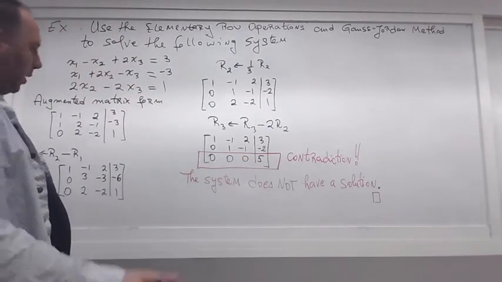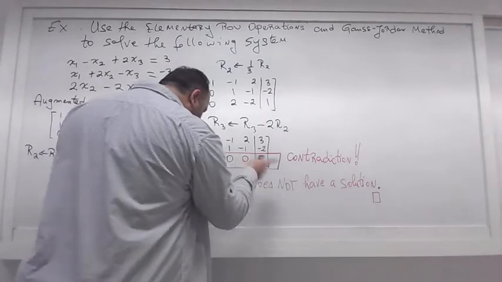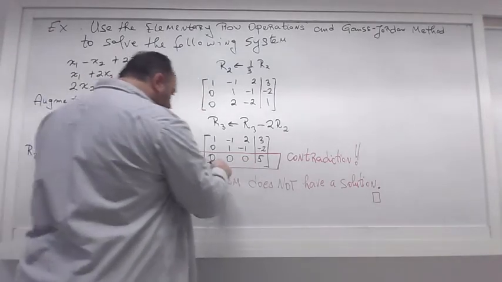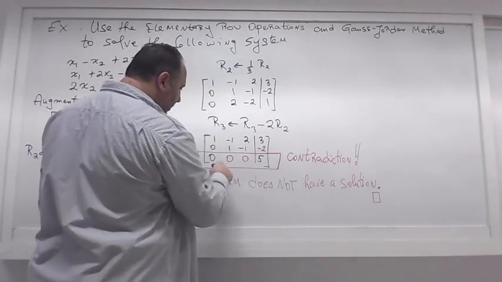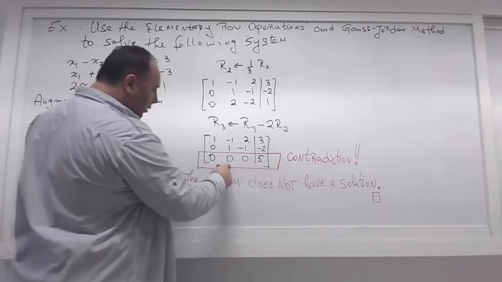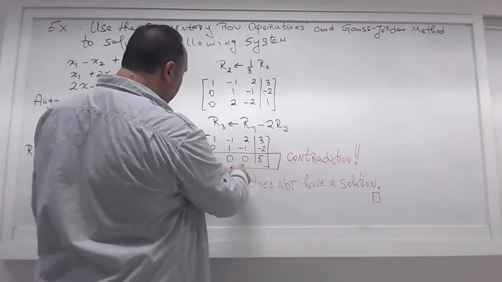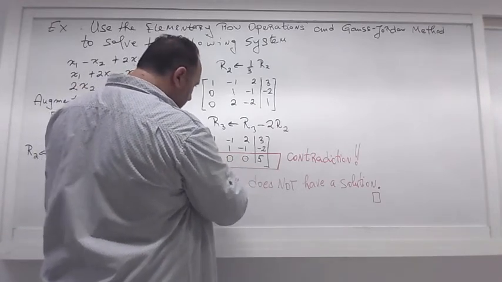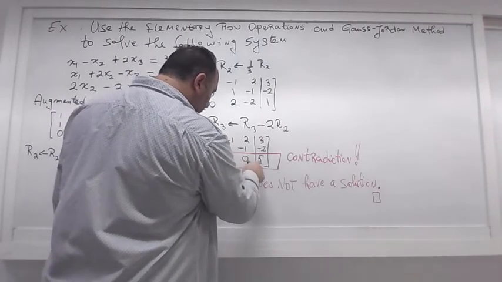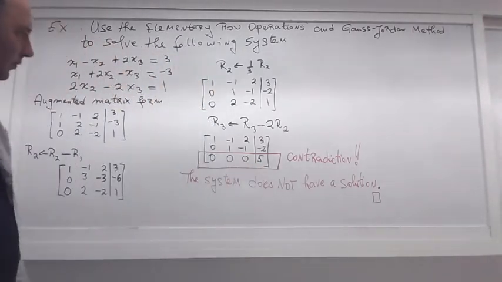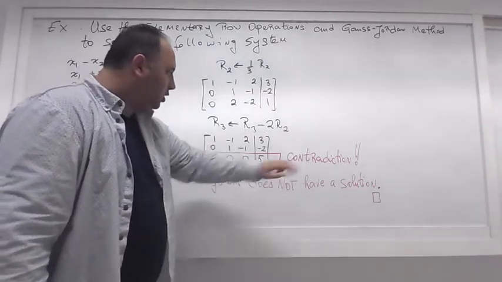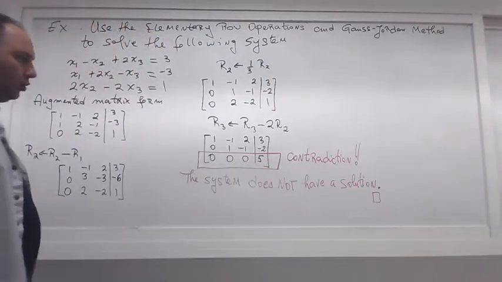And you go, wait a minute. The last equation says that 0 times x1, which is 0, plus 0 times x2, which is 0, plus 0 times x3, which is 0. So 0 plus 0 plus 0 is 0. So 0 is equal to 5. No, sir. That's a contradiction. It's false. It's not true.